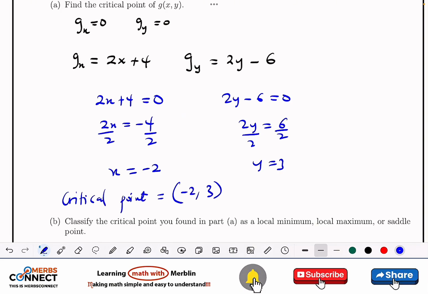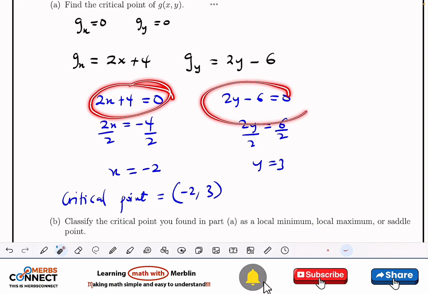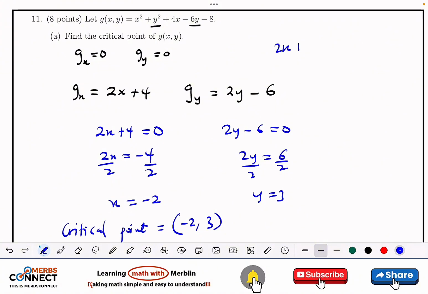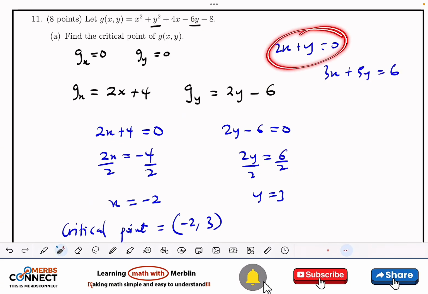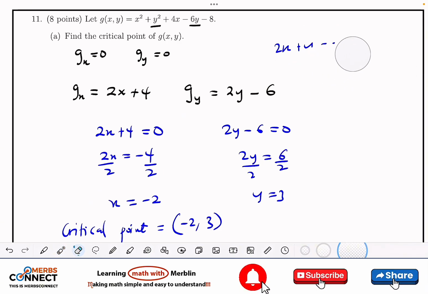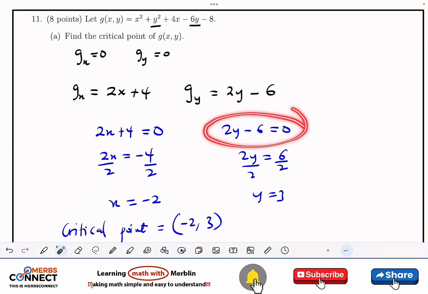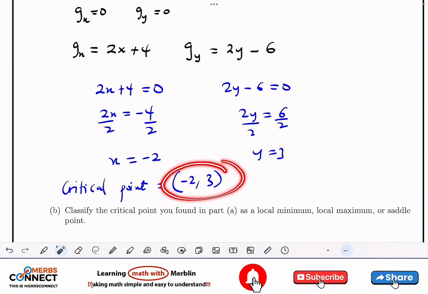The reason why I was saying that we are fortunate is that this is in terms of only x, because we can have equations where we have 2x plus, let's say, y is equal to 0 and then another, 3x plus, let's say, 5y is equal to 6, and then we need to solve these equations simultaneously. So that is the idea, but we were fortunate enough that this was in terms of only x and this was in terms of only y, so it helped us to find the critical point.